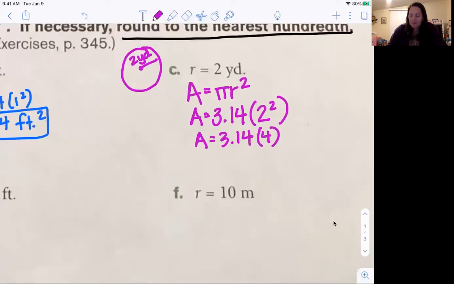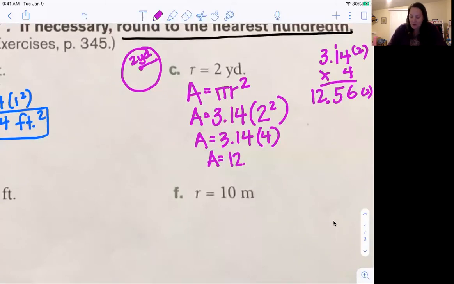4. Now I don't have that memorized either, so I just come over here. 3.14 times 4. 4 times 4 is 16, carry the 1. 1 times 4 is 4, plus 1 is 5. 4 times 3 is 12. I have 2 decimal places. So I have 12.56. Area equals 12.56 square yards.